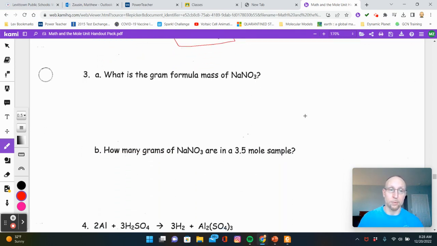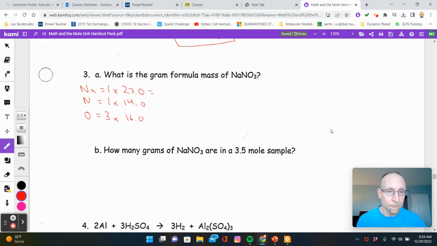Number 3 is now two parts. Sometimes they break these up. First you have to do the gram formula mass, and then you have to do a mole-gram conversion. That's a pretty standard type of question. So first thing we've got to do is see how much the whole thing weighs. Na, N, and O. We've got 1 Na, 1 N, and 3 O's. We're going to multiply them by their masses, rounding off to the nearest tenth off the periodic table. Sodium's 23, nitrogen is 14, oxygen is 16.